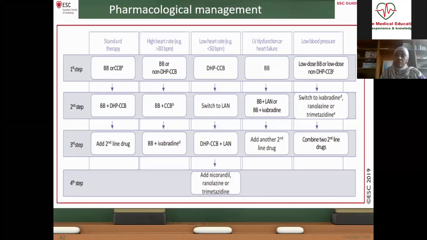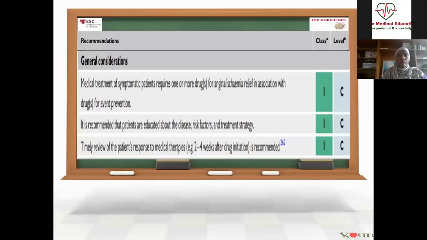So next, this is just helpful guidance. General consideration, I think I probably mentioned that. The only thing that I would, if you go back, Abdulrhman, I just mentioned that it's a class one recommendation that you should review the response of medical therapy. If you start a patient on medication, you have to review the response of the patient to the treatment within 2 to 4 weeks. So this is a class one recommendation. It's very important to follow up those patients to assess their response. If they need up titration, if they are not tolerant, you can choose another medication in certain circumstances. Next.